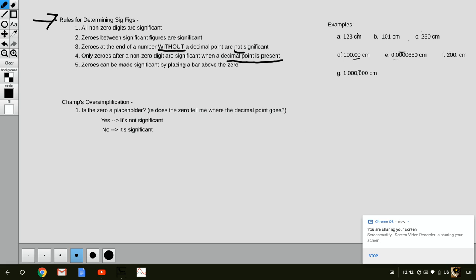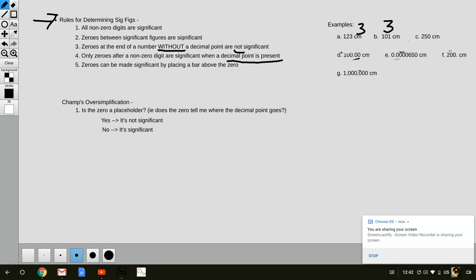So A is, again, pretty easy. There's no zeros, they're all significant. That would have 3 sig figs. In B, is that 0 a placeholder, or is it part of the measurement? Is it telling me where the decimal point goes? No, it is not. We can't have 101 without that 0 in between. It is not a placeholder. It is significant. That's 3.